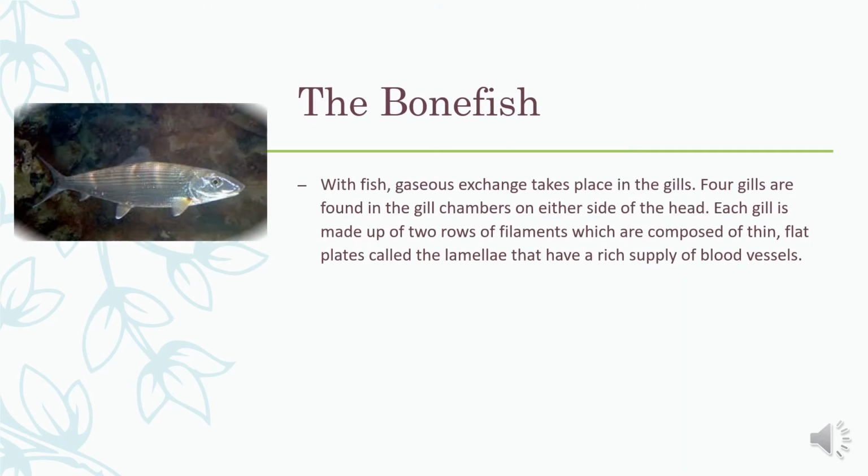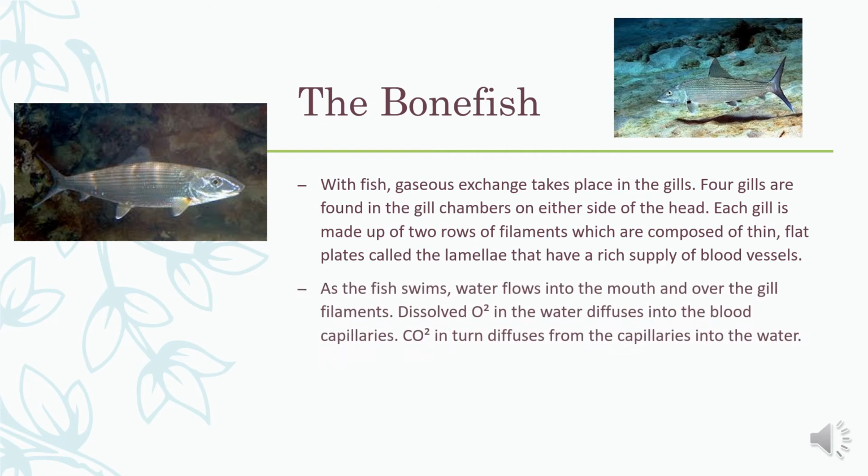Now, let's look at the bonefish. Now, with fish, gaseous exchange takes place in the gills. Now, 4 gills are found in the gill chambers on either side of the head. Now, each gill is made up of 2 rows of filaments, which are composed of thin, flat plates that are called lamellae. Now, they have a rich supply of blood vessels.